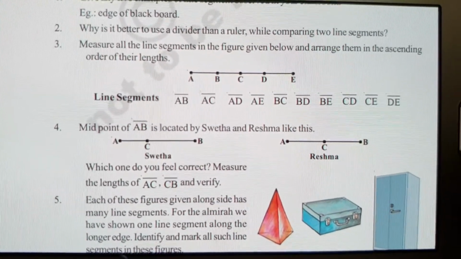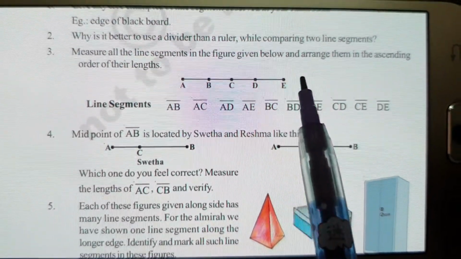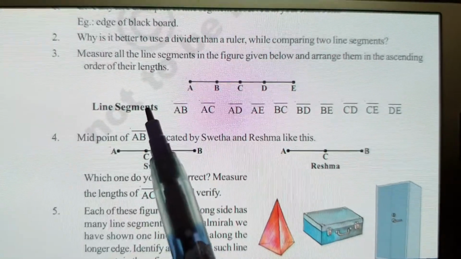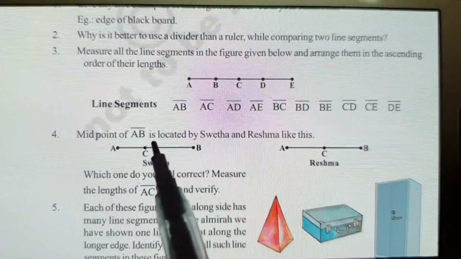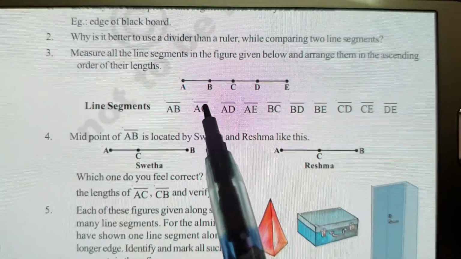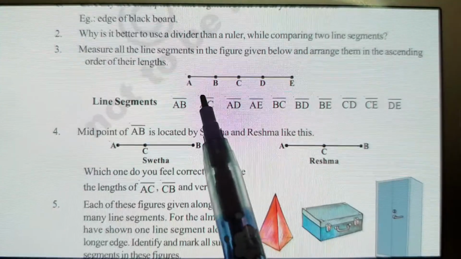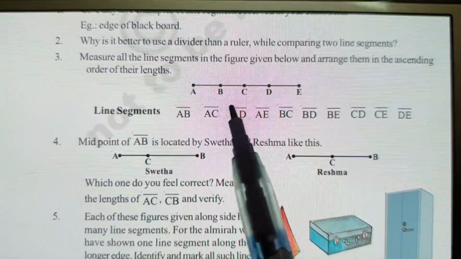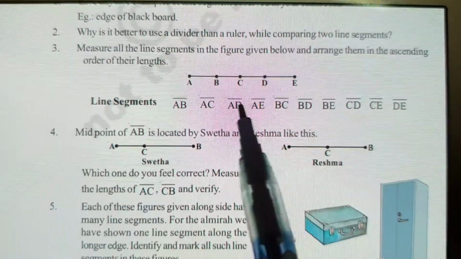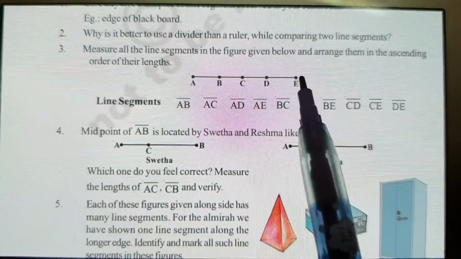Next, third one, measure all the line segments in the figure given below and arrange them in ascending order of their lengths. They gave points A to E. In that, line segments AB, AC, AD, AE, like BC, BD, BE and CD, CE and DE. So what are they asking? Write in ascending order.